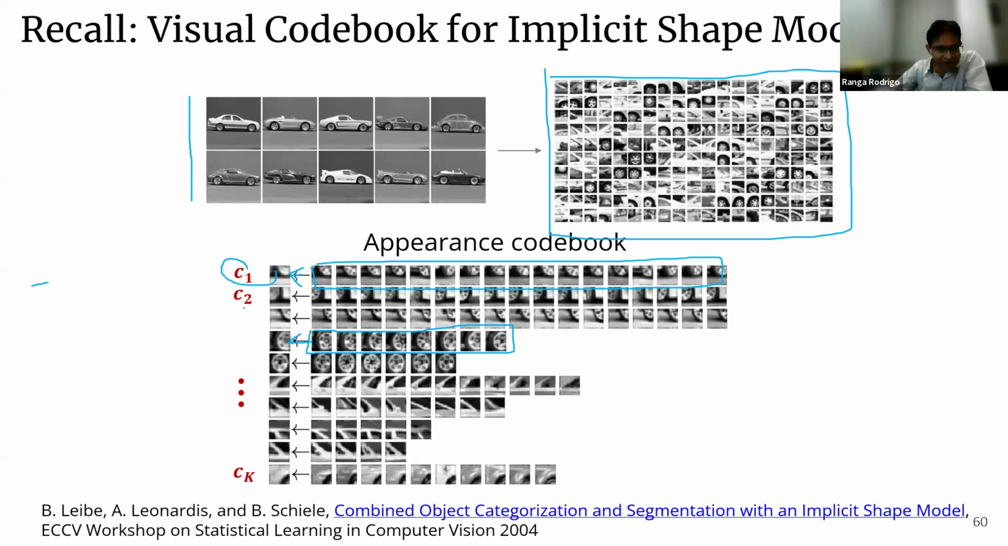That's the code word 1. So this is a code book like representation of these features. So like that, you can make it more efficient.